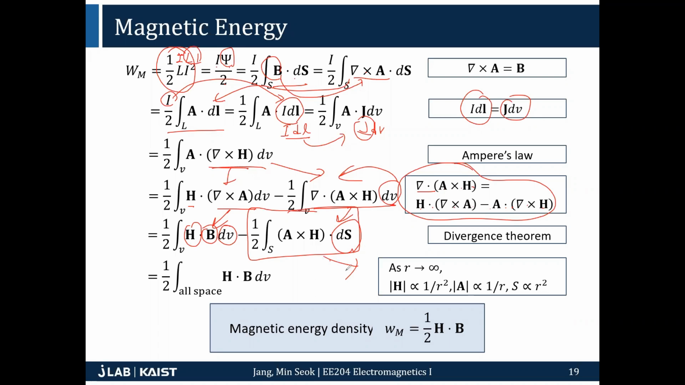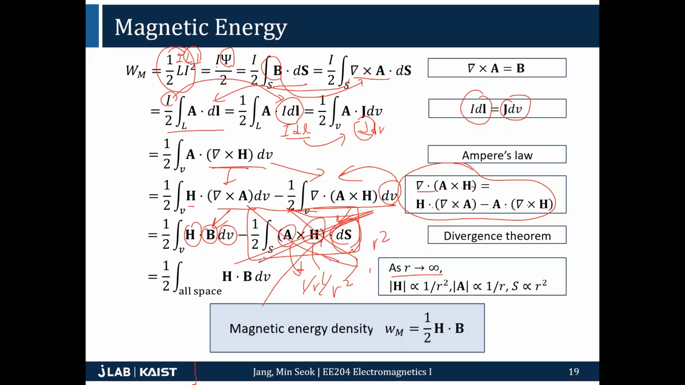And then here we apply a similar argument, right? As R goes to infinity, H is proportional to 1 over R squared, and A is proportional to 1 over R, and then S is proportional to R squared. So in total, it should disappear as R goes to infinity. So if your volume becomes infinitely large, the whole space, in this case, we ignore the second term.